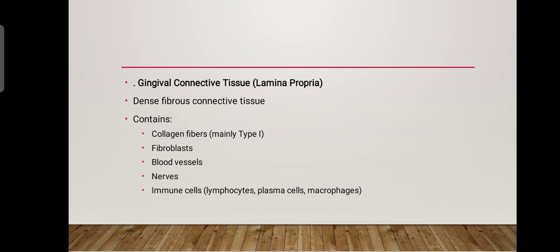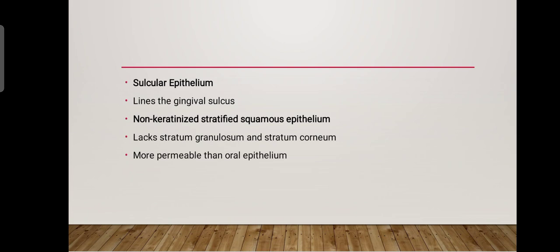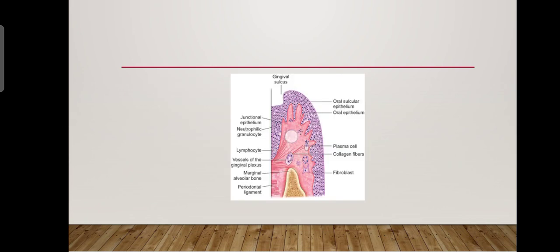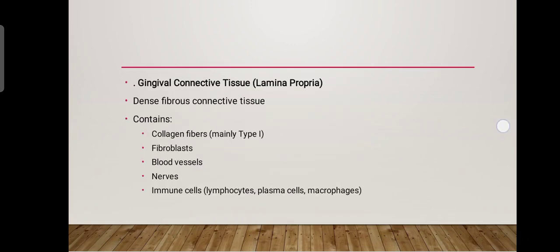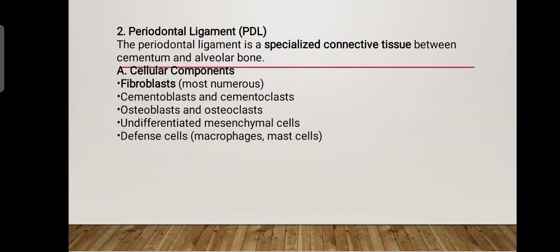Gingival connective tissue, lamina propria. It consists of dense fibrous connective tissue, and it contains collagen fibers, mainly type 1, fibroblasts, blood vessels, nerves, and immune cells, lymphocytes. Here you can see this is the connective tissue, lamina propria. Plasma cells, macrophages.